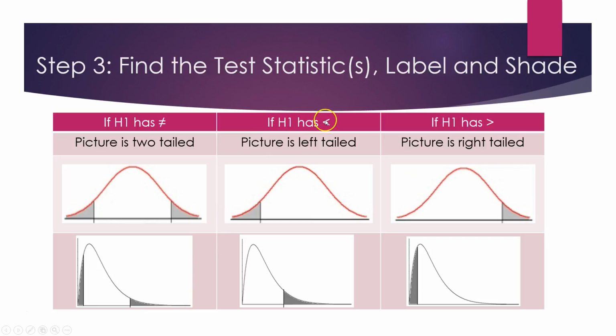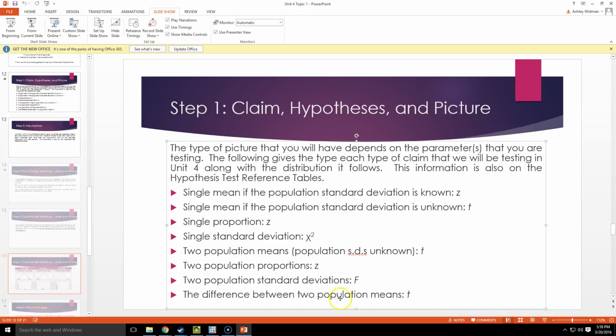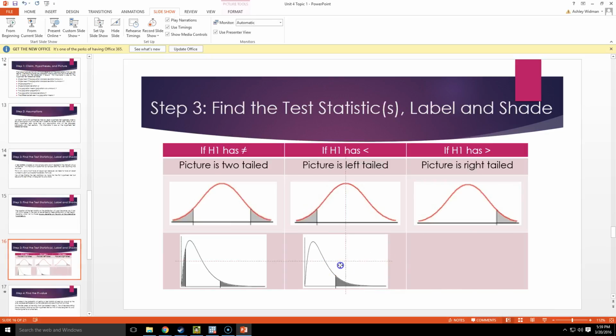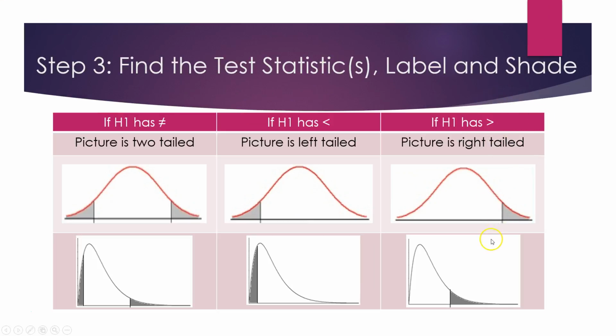If H1 has a less than, the picture is left-tailed, which means, and I like this because it points towards the tail, that we're going to shade our left tail. Oops, holy moly, we got these switched here. All right, so if it has a less than, it's left-tailed, and if it has a greater than, it's right-tailed. So the H1 is going to tell you which tail to shade.